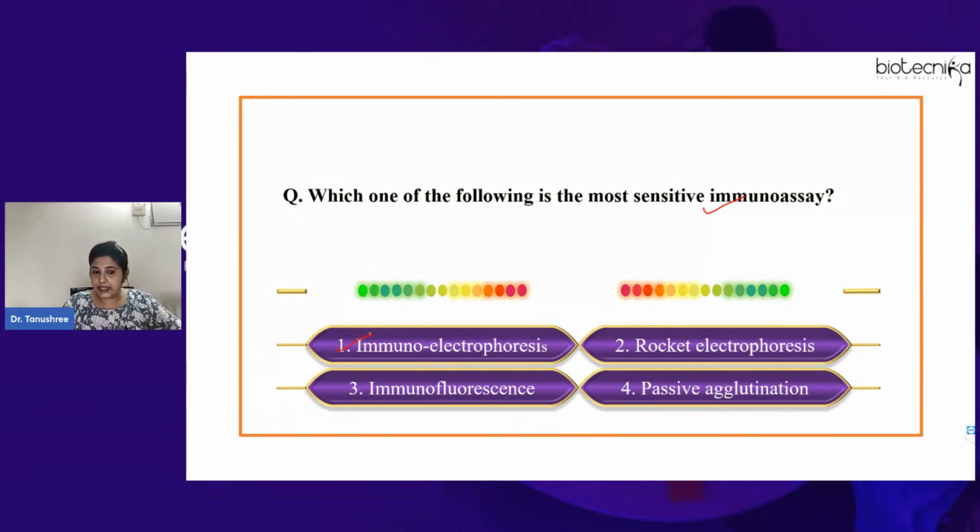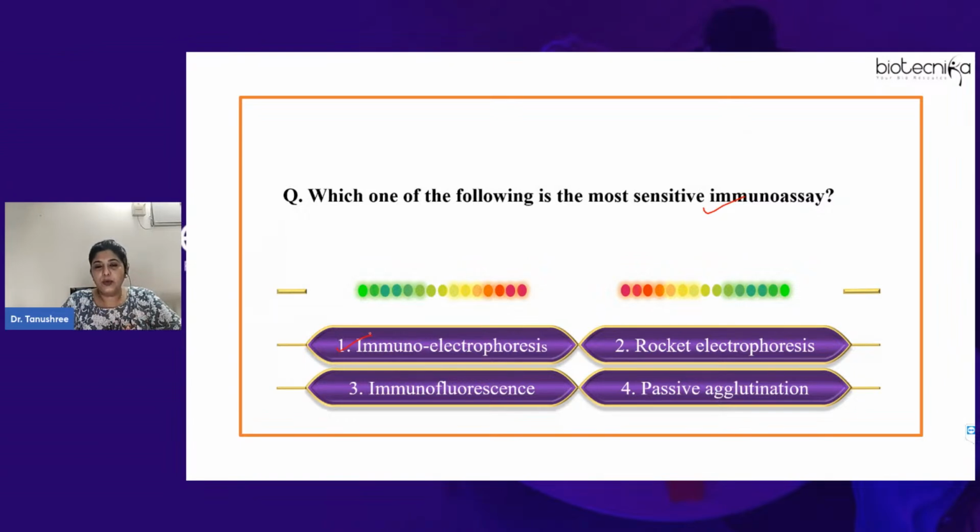Okay, so majority says immunofluorescence. Okay. So basically, okay, so everyone is saying option 3.